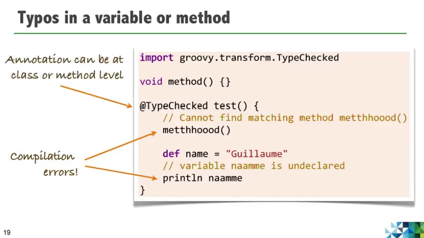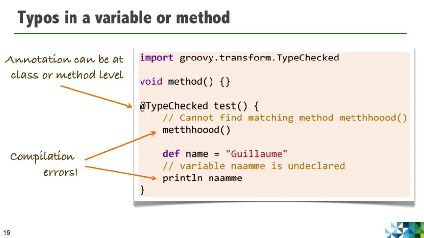The annotation, I used it on the method directly, but if you have a class, you can also put the annotation at the class level. So it's a choice you can make. For example, you can mix and match, but I have a slide on that topic just afterwards. You can put the annotation on just one or several methods and have methods which are not type-checked, where you can use more advanced dynamic features of Groovy, for example.